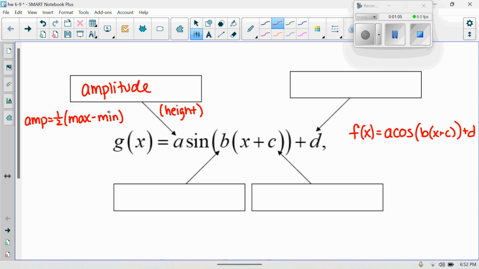Visually on a graph, it's going to be the height, and I can find it by taking the maximum and subtracting the midline, or the midline and subtracting the minimum. Either of these would give me the amplitude. D is our midline. When you are thinking about midline, you should be thinking about the middle. It is a horizontal reference line.